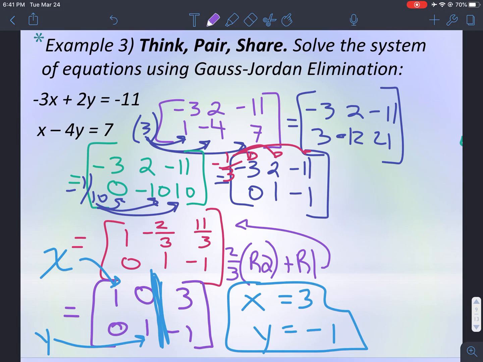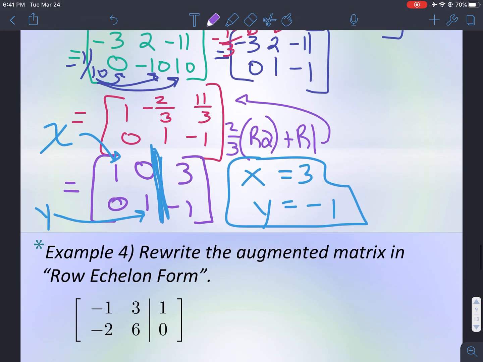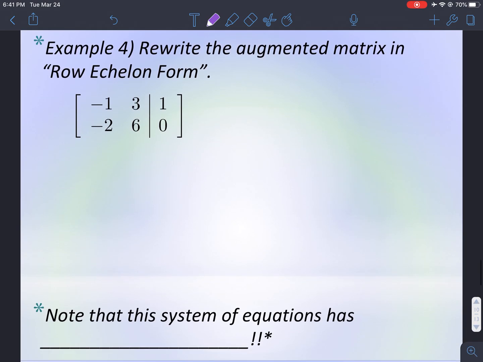Okay, this is 7.1 Notes, Part 2. Pre-calculus, Math Analysis Honors. Here's where we left off, Gauss-Jordan elimination. And we'll start off with an example like that. Rewrite the augmented matrix in row echelon form.